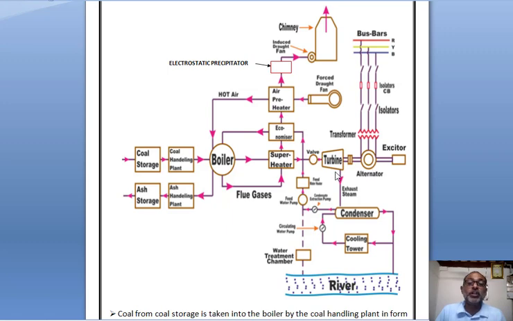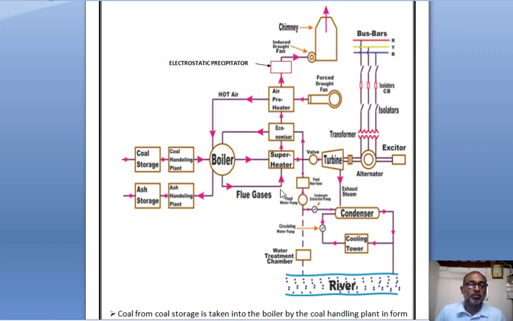Now whatever voltage or power is produced by this alternator is stepped up with the help of this step up transformer, which is located in the substation nearer to the power station. Now this AC power is fed to this transmission line with the help of isolator and the circuit breaker.